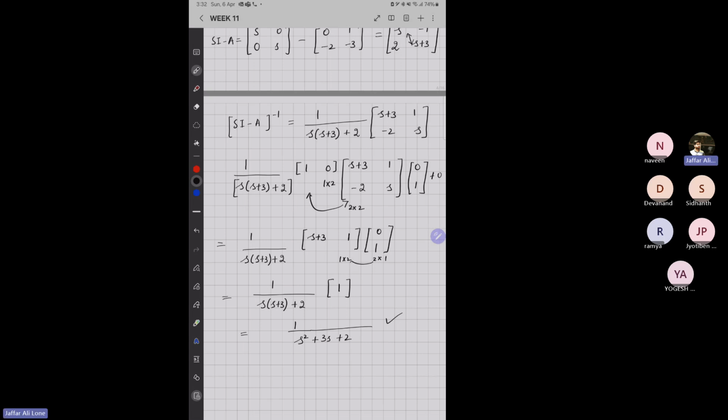Does anybody have any doubt until here? Now that we have got a transfer function, can any one of you comment on the stability of this system, whether the system obtained from the transfer function is stable or not?